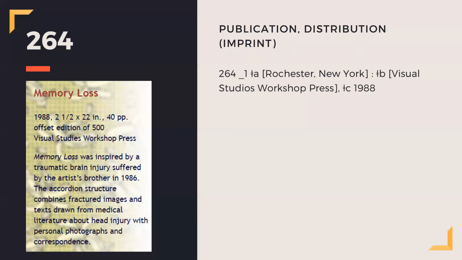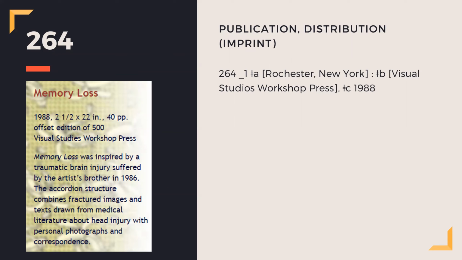So here's the breakdown of the field. 264, first indicator blank and second indicator 1, since this is the publication information. Subfield A for the place of publication. I was able to find that Visual Studios Workshop Press is based in Rochester, New York, so we will use open bracket, Rochester, New York, close bracket. Subfield B for the name of the publisher, which would be open bracket, Visual Studios Workshop Press, close bracket.